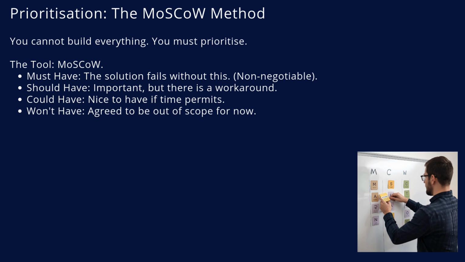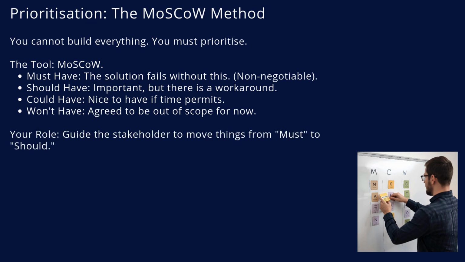W is won't have. This is crucial. It's where we explicitly agree on what we are not doing. Your role as an apprentice is to facilitate this. Stakeholders will say everything is a must. Your job is to gently guide them to move things into should or could to make the project deliverable.